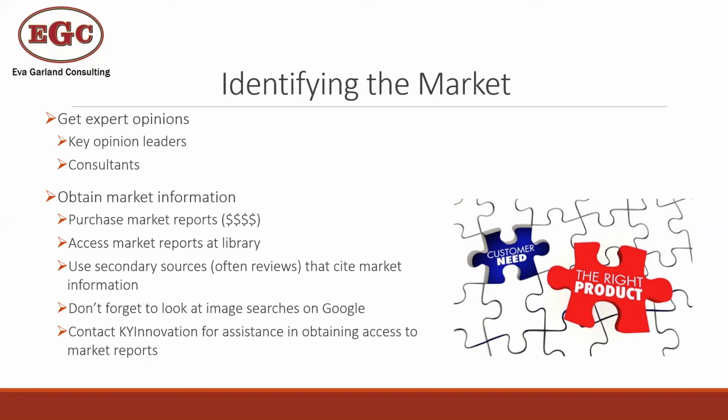I mentioned secondary sources, potentially reviews that might have the market information in them. The image searches for Google, if you're looking up antibiotic market size, make sure you click also on that image and see if there's anything helpful from those search results. And then also, Christine said that they're happy to also assist in obtaining access to market reports, and they'll do what they can to see if they can get what you need for the information.